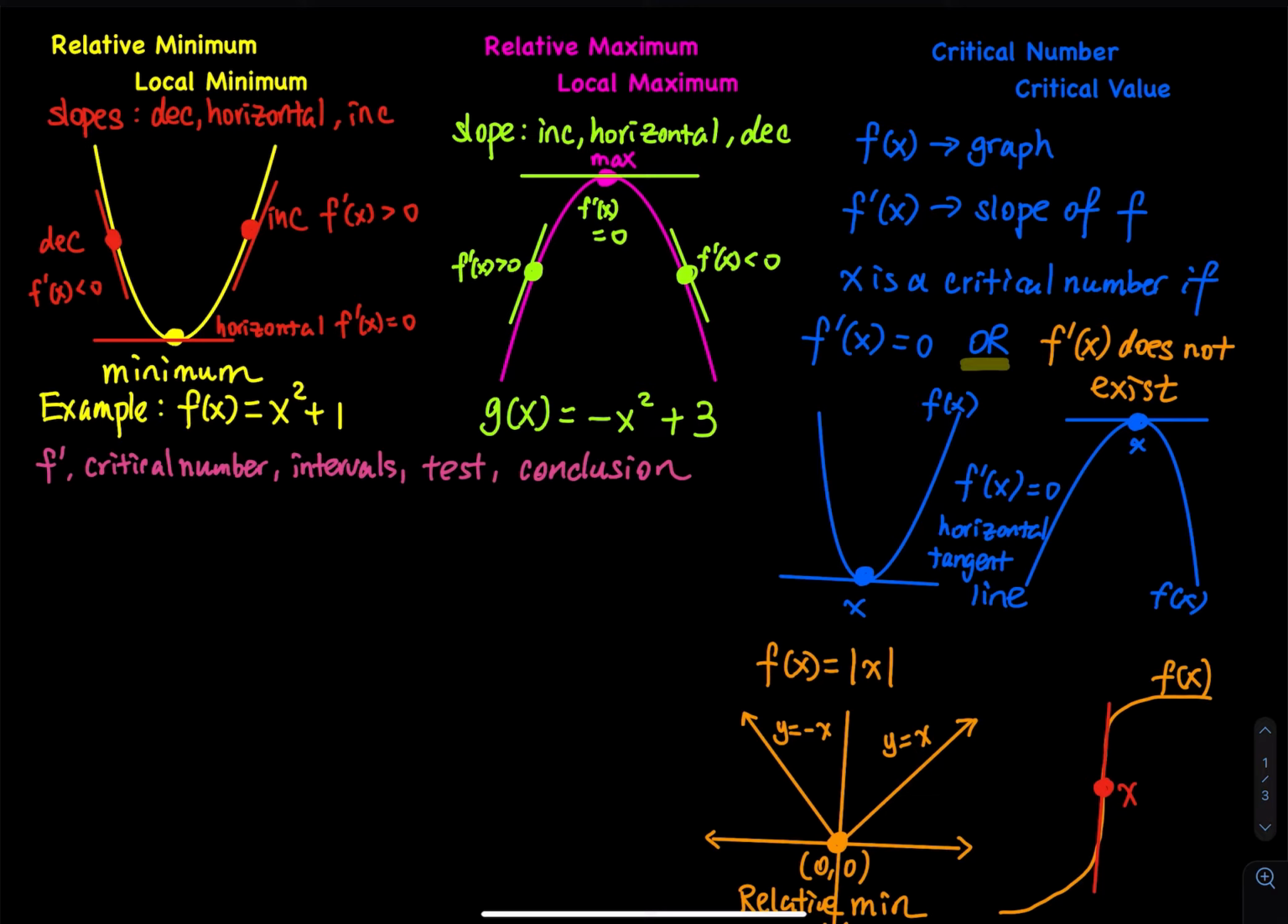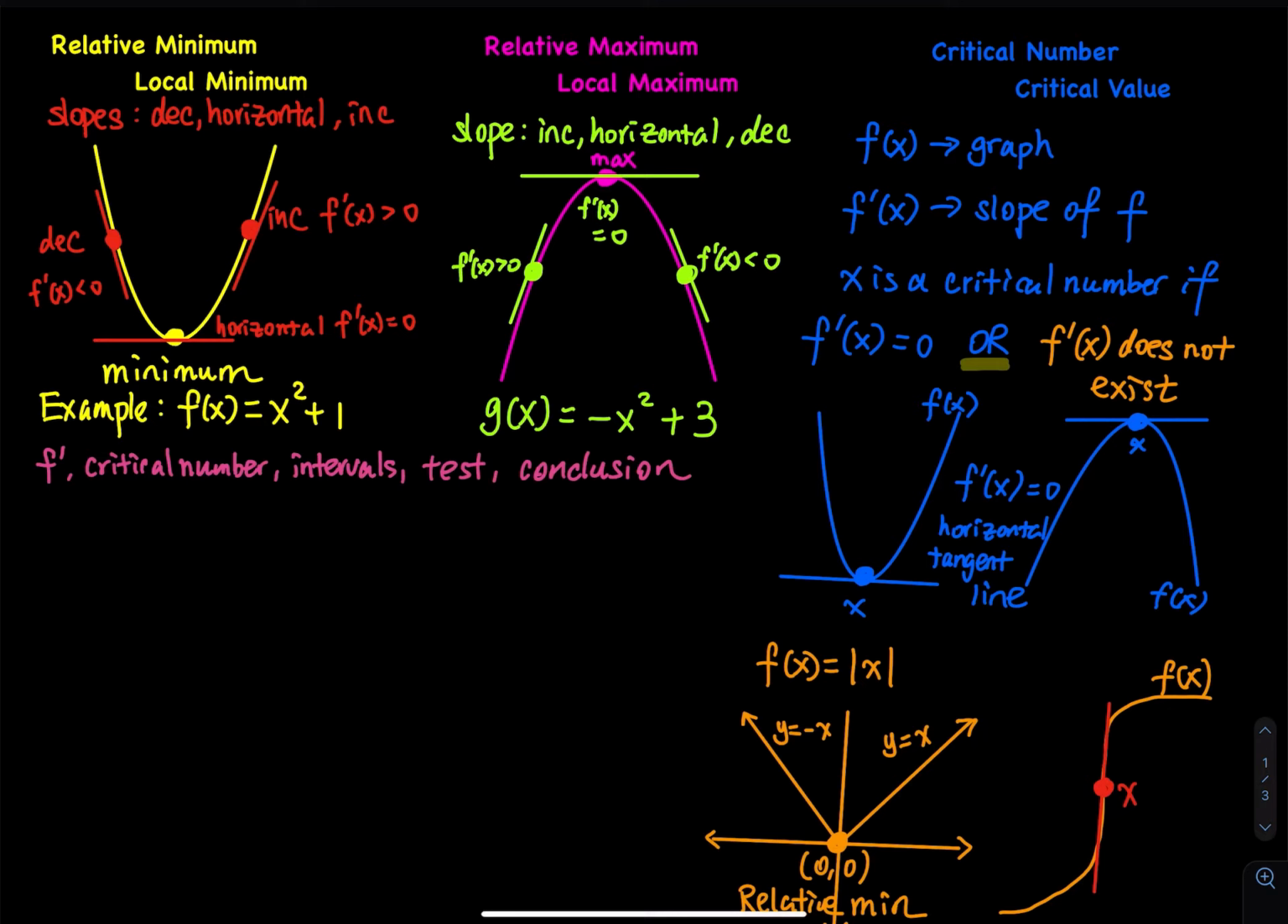So for a local or relative maximum, you go up, then you go flat, and then you go down. So let's do this again. For a minimum: down, flat, up, and you get a minimum. For a maximum: up, flat, and down, and then you get a maximum. And then what about critical numbers?